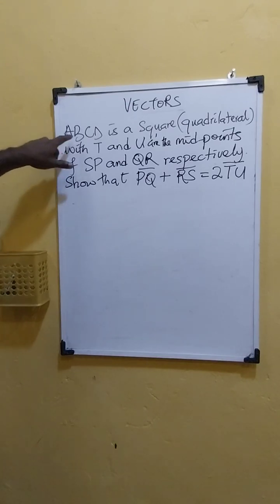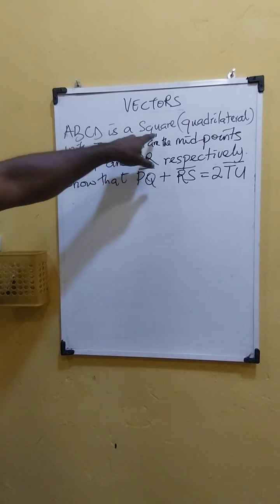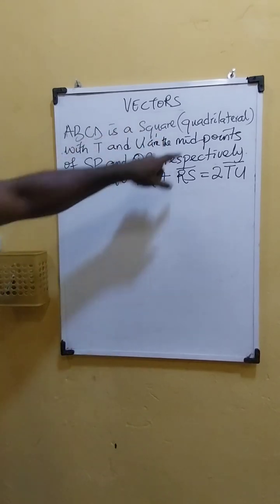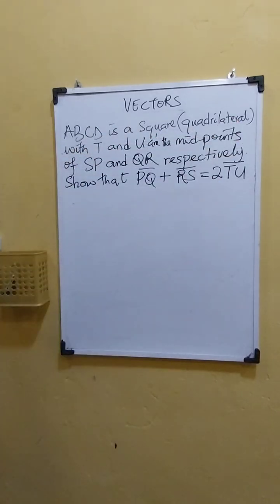We have ABCD is a square. Precisely, it is a quadrilateral.